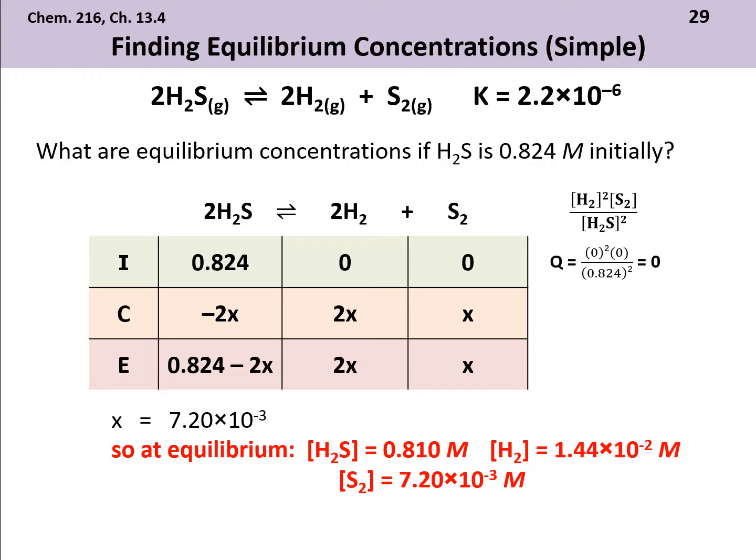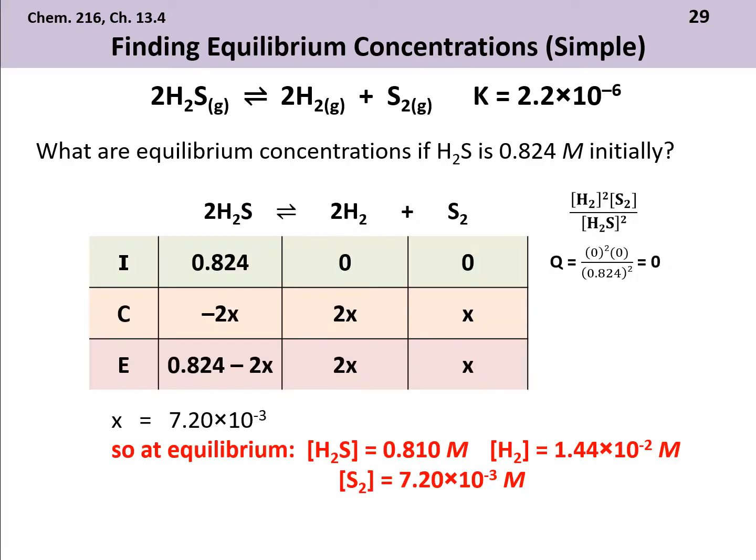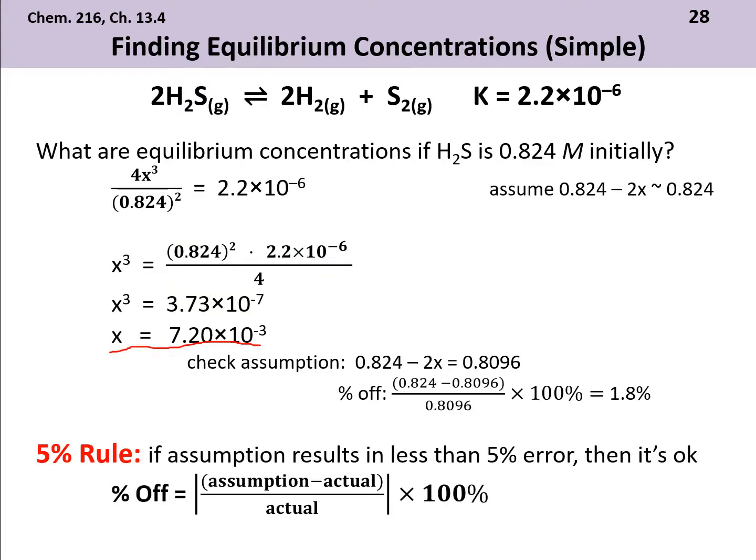Okay? All right, now, what do I do next? I check my work, right, to make sure that I got a value for K that is close to what I started with. Okay. All right, now, I want to go back to one thing, and that's the assumption. Okay? So what I need to do is I need to check that assumption. Okay? And I'm going to use something called the 5% rule. The 5% rule says that assumption is good as long as it results in less than 5% error. Right?